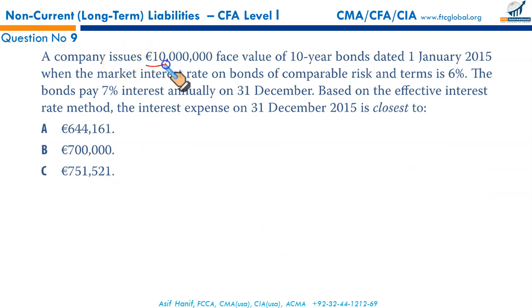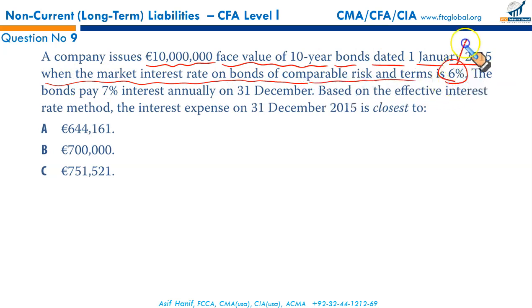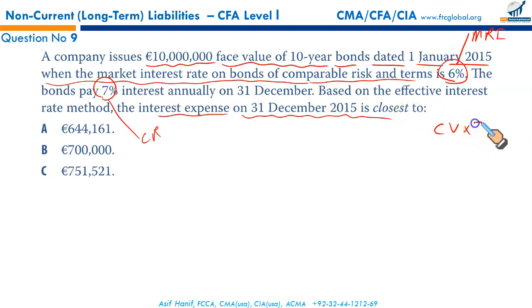A company issues 10 million euros face value 10-year bonds dated 1st January 2015 when the market interest rate on bonds of comparable risk was 6%. This is the MRI. The bond pays 7% in interest annually. So this is your coupon rate, which is more than the market rate of interest. Clearly, it's a premium bond. Based on the effective interest rate method, the interest expense on 31st December 2015. Interest expense, remember, is calculated on the carrying value multiplied by the market rate of interest, 6%.